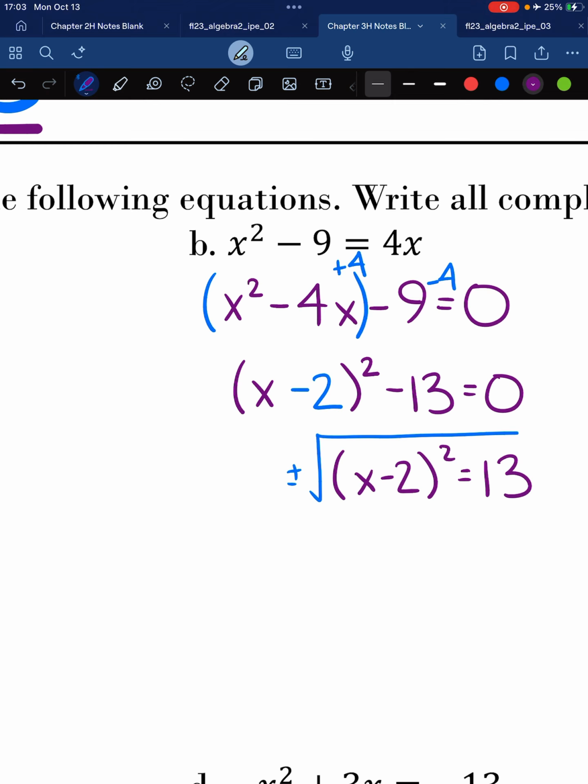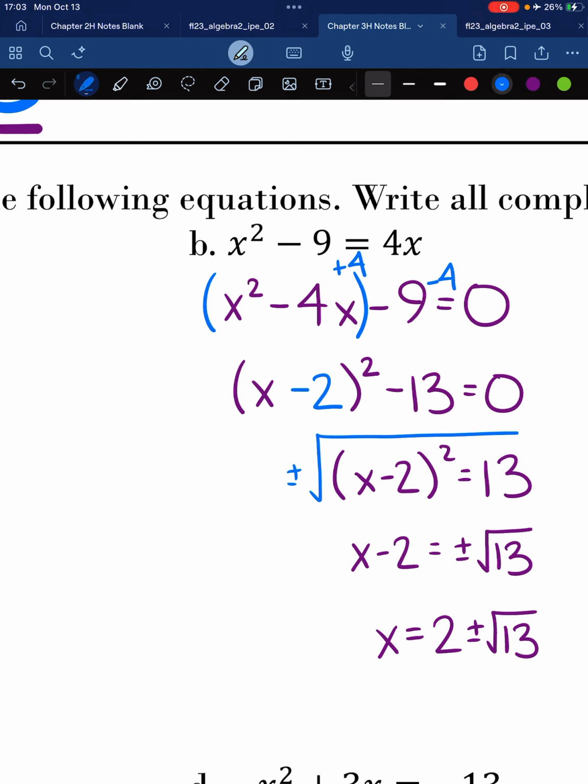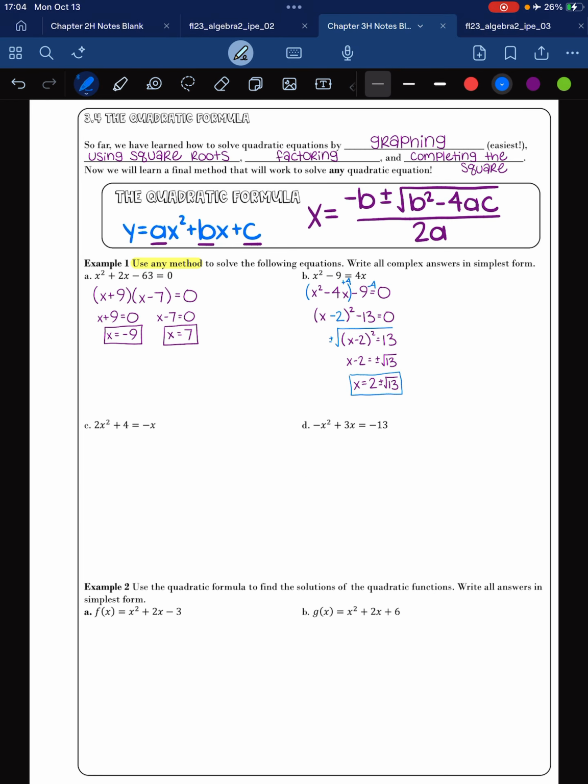Now I need to take that plus or minus square root of both sides. And I cannot simplify the square root of 13, so it's just going to stay just like that. Add 2 to both sides, and there are my 2 solutions. Remember, this represents 2 solutions. This is both 2 plus the square root of 13 and 2 minus the square root of 13.